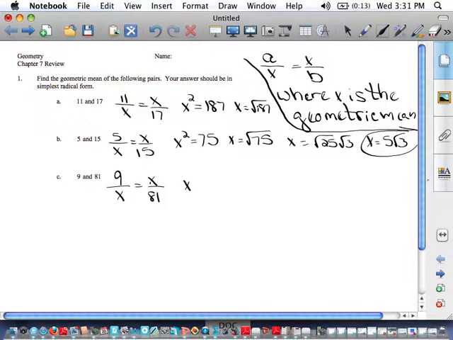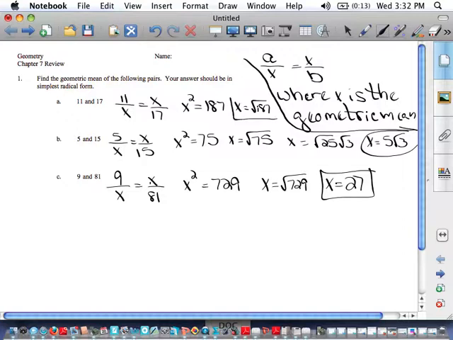You cross multiply, you get X squared is equal to 729. The first thing you want to try is putting 729 in your calculator, taking the square root of that to see if it's a perfect square. 729 is a perfect square, so X for that is equal to 27.